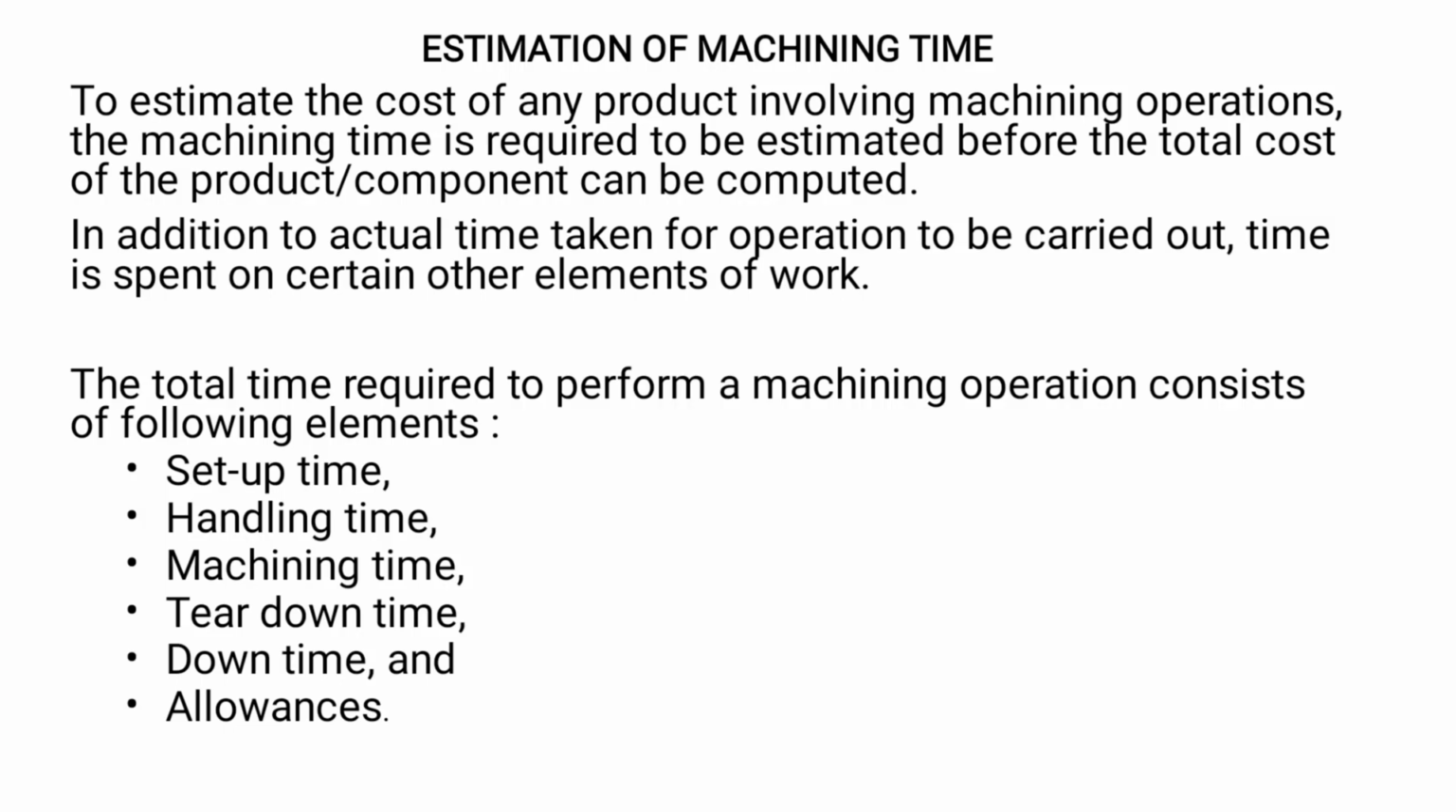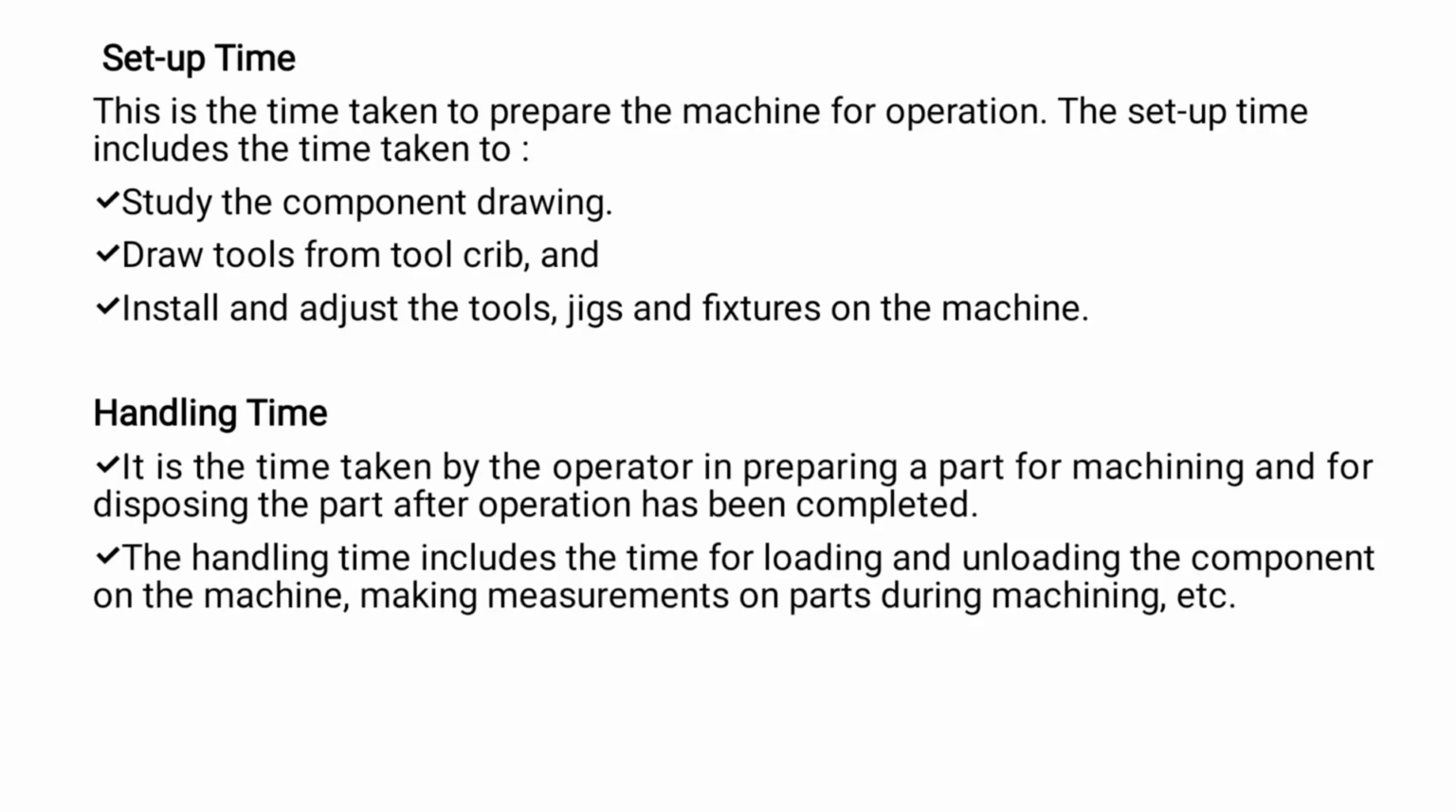In addition to the actual time taken for the operation to be carried out, time is spent on certain other elements of work. The total time required to perform a machining operation consists of the following elements: setup time, handling time, machining time, tear down time, downtime and the allowances. Setup time is the time taken to prepare the machine for operation.